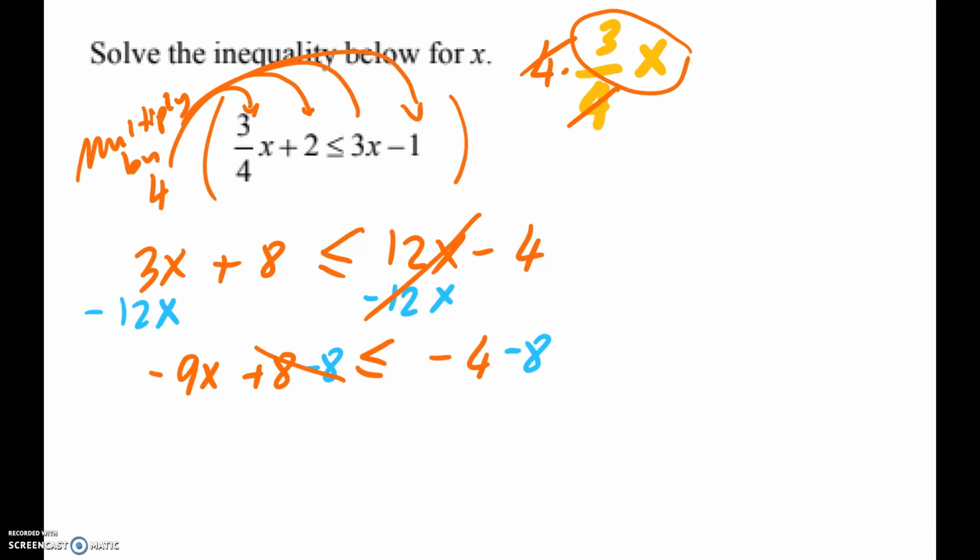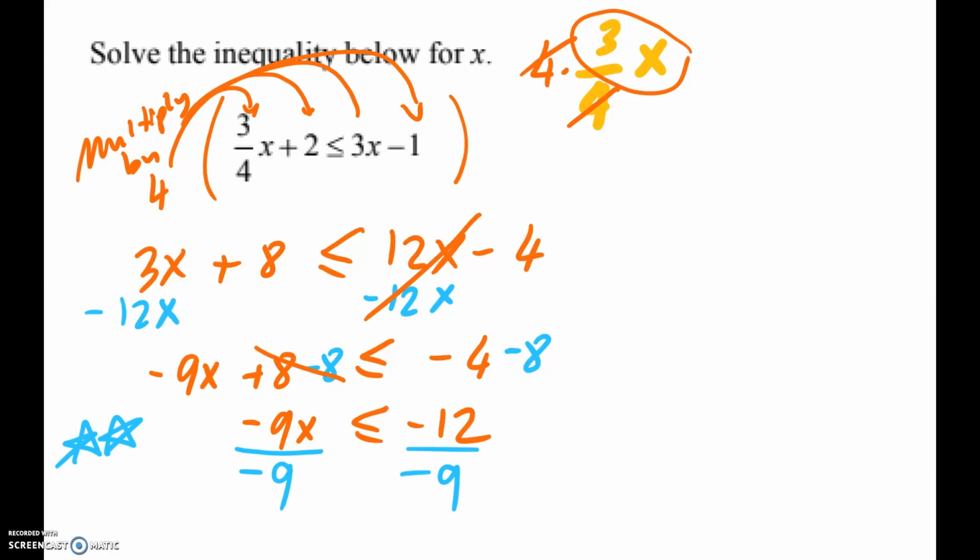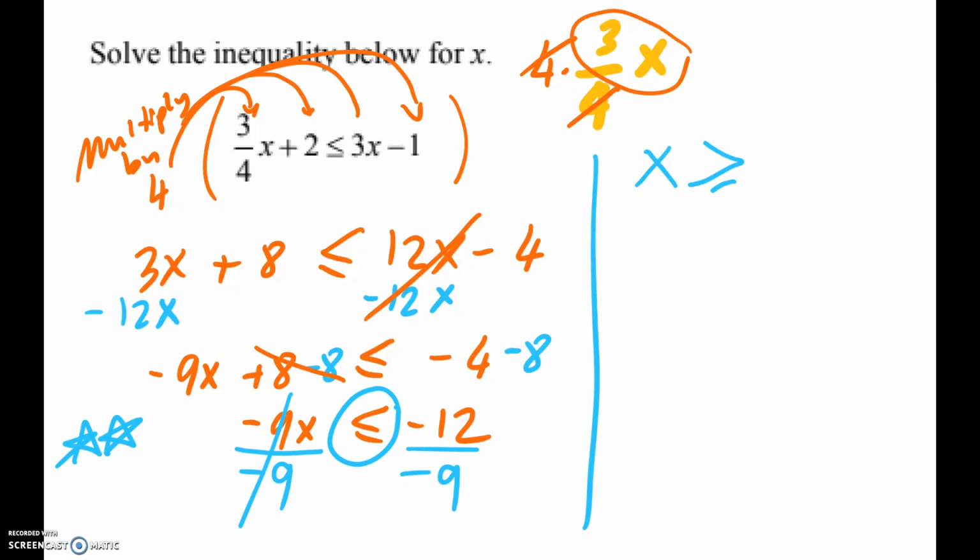And this is another 0 here. Negative 9x is less than or equal to negative 12. Extremely important step. Let me put stars here. Extremely important step. When you divide both sides by a negative number, you need to flip the inequality. So it's going to be x, this is going to be flip, it's going to be greater than or equal to. Remember, negative divided by negative is positive. It's going to be positive 12 over 9.